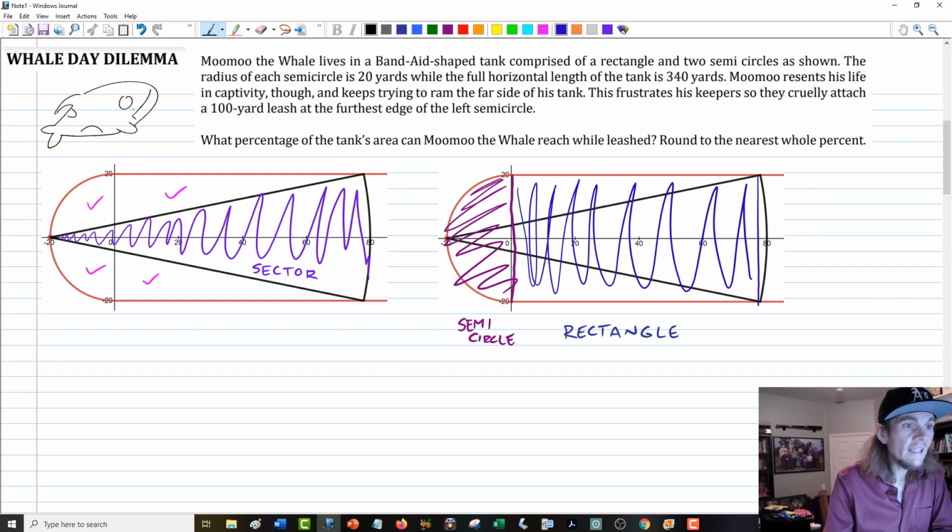The problem is it leaves off one final section, and that section is a bit of a doozy to calculate the area of. And that section I'm talking about is this bit in pink over here. This is called the segment of a circle, and we would need to find the area of that segment.